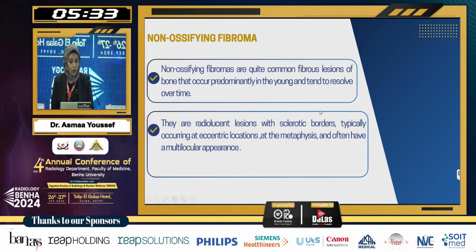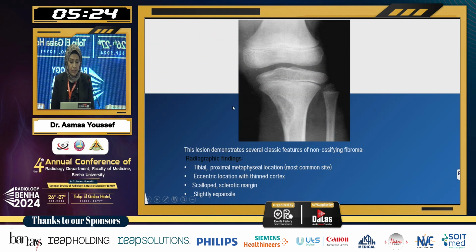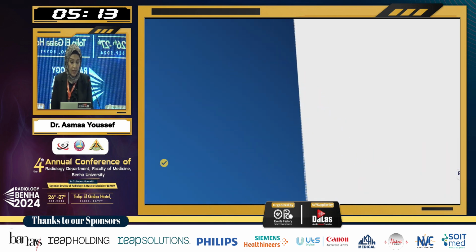Non-ossifying fibromas are quite common fibrous lesions of the bone, predominantly in the young. They are radiolucent lesions with a sclerotic border, typically eccentric in location. This lesion demonstrates several classic features of non-ossifying fibroma, as it is a proximal tibial metaphyseal lesion in an eccentric location with thin cortical scalloped and sclerotic margins, slightly expansile.